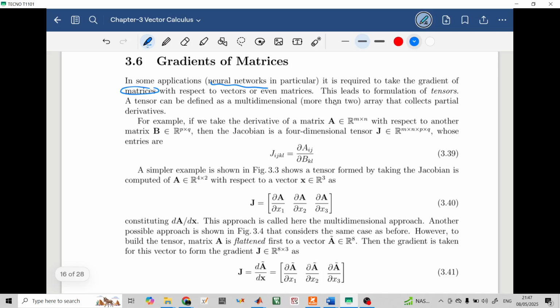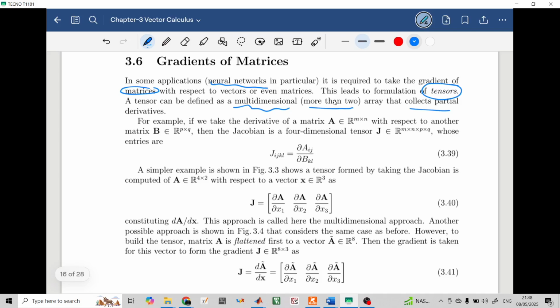Okay, this kind of derivative is called a tensor. A tensor can be defined as a multi-dimensional derivative, which is usually more than two-dimensional. Such an entity collects the partial derivatives in a higher dimensional format.